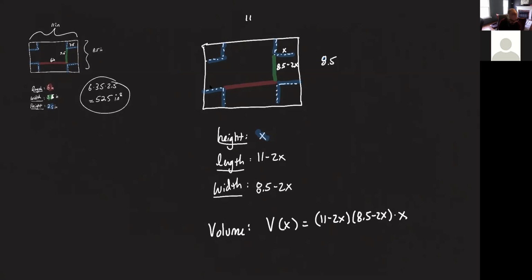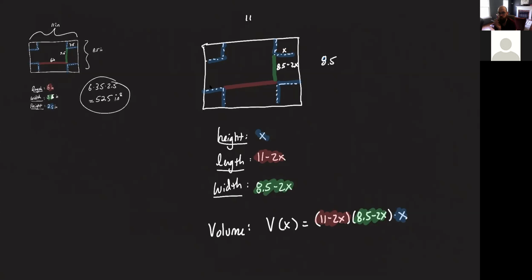So if we think about it this way, if we color code everything, our 11 minus 2x is in red. That's our length. Our width was our green, so that's our 8.5 minus 2x here, and then our height is in blue. So we have our length times width times height. And so I guess the question we're going to ask is, what should I pick here? What value of x should I pick that gives me the biggest volume?